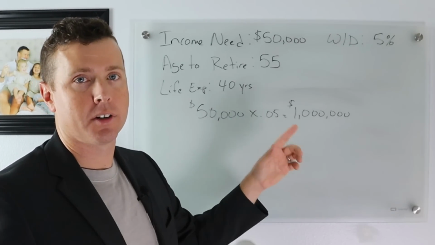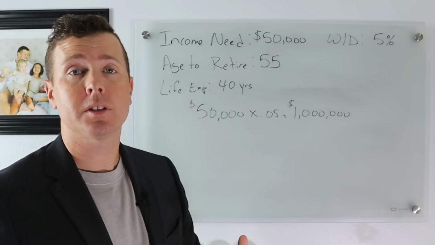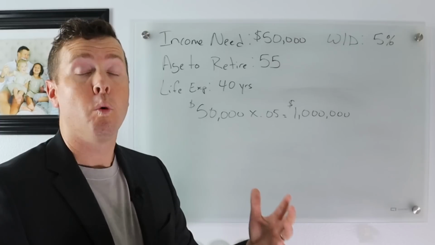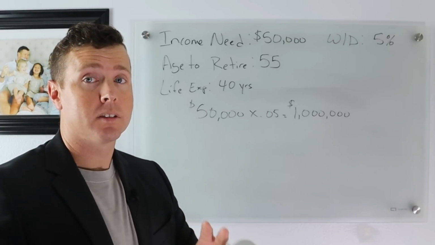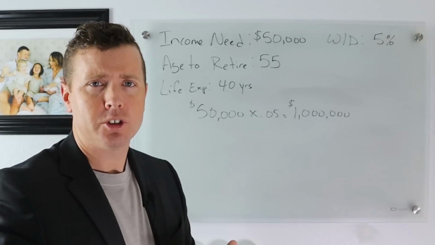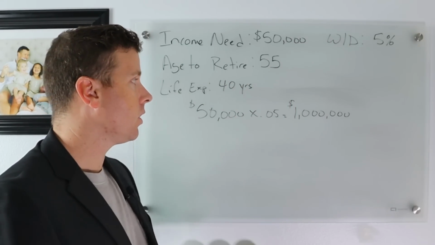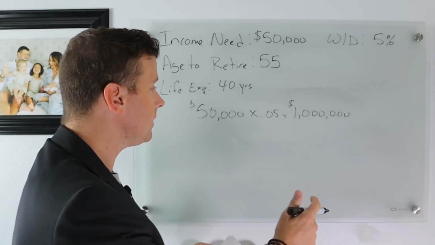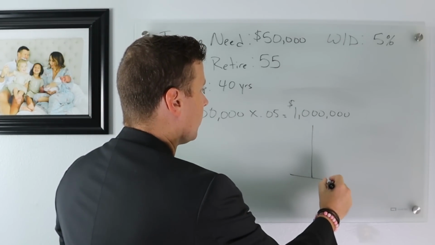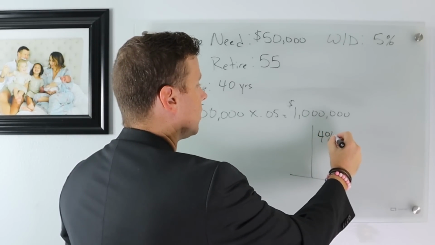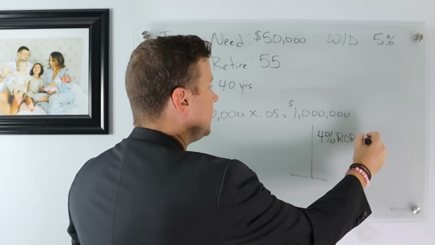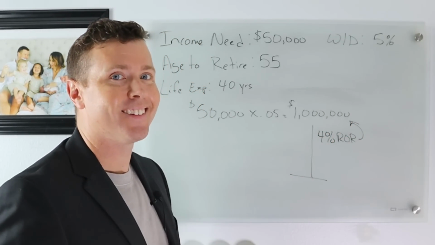The money in the market could earn 10%, it could earn 15%, it could earn negative 10%. What we're going to shoot for on a year-by-year basis is 4%, just geometrically, but the market's going to move like a roller coaster, so it's going to change year over year. So we've got $1 million. We're going to have a 4% rate of return on this money. So the money is going to earn 4% in the stock market.